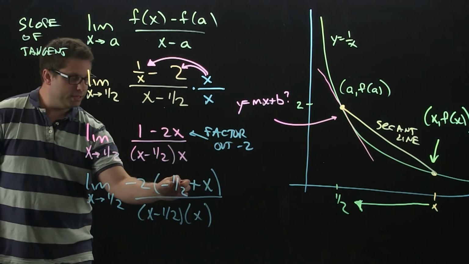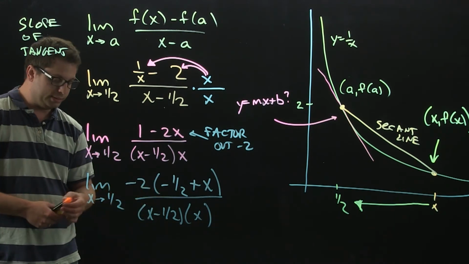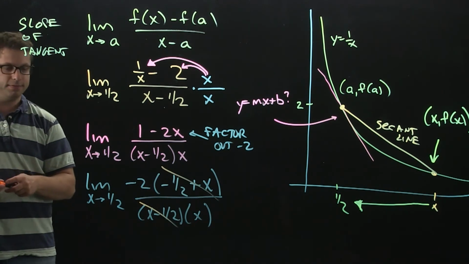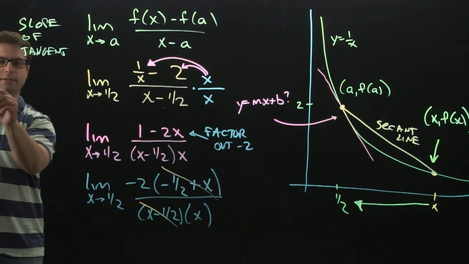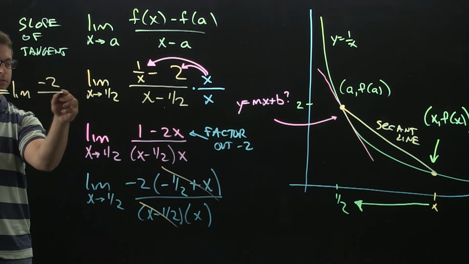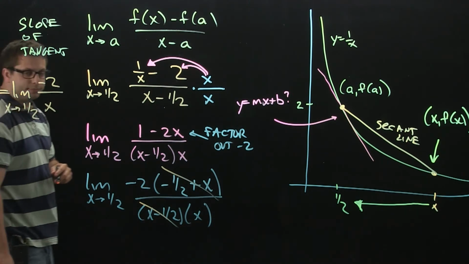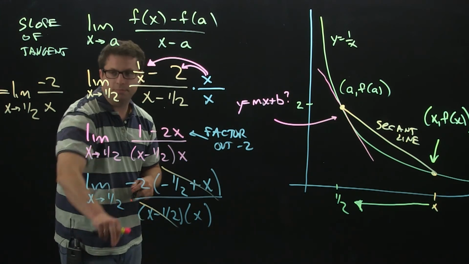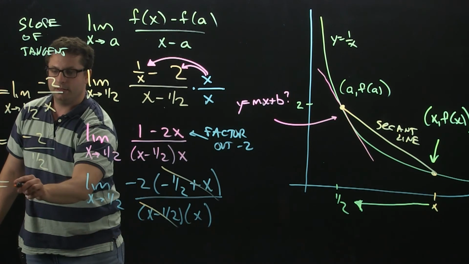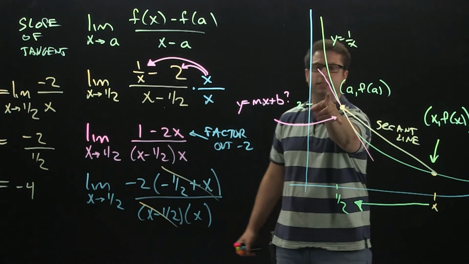Now you can see that you have the -1/2 plus x. It will cancel with the x minus 1/2. These actually are the same thing, so I will just cross those out. And then what's left, squeeze that in here, we have the limit of -2 over x as x approaches 1/2. Okay, and then I can let x be 1/2. So you get -2 over 1/2. Answer is -4. Now that's just the slope of this tangent line.